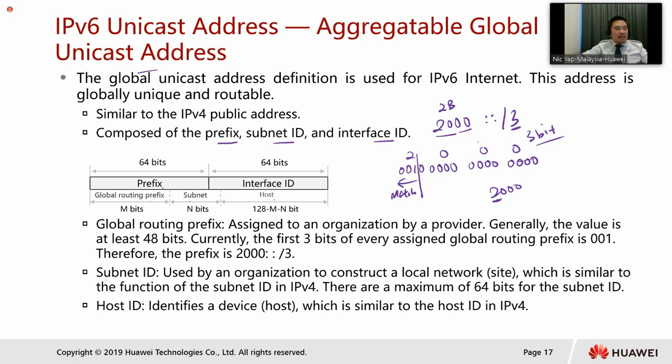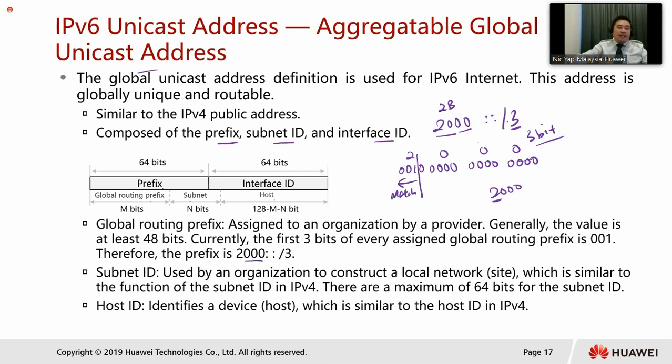So this is what is mentioned here. Generally, the value is at least 48 bits. Currently, the first 3 bits of every single assigned global unicast prefix are 001. Therefore, the prefix for this will be 2000::/3. The subnet ID is used by the organization to construct a local network, which is similar to the function of the network ID in IPv4.